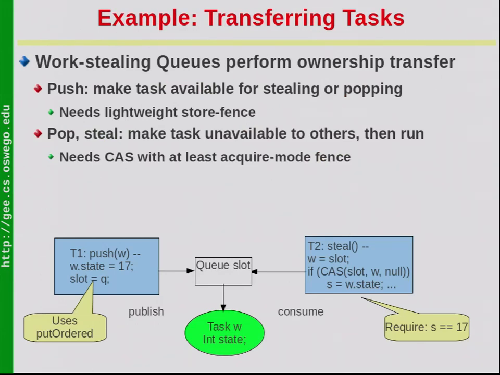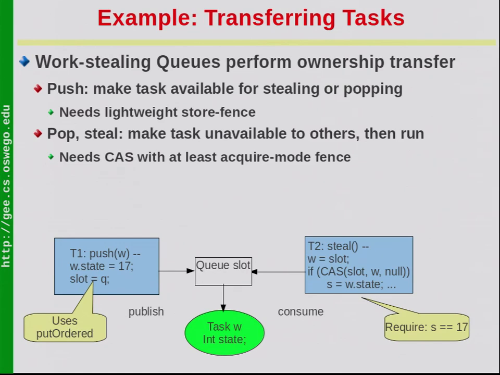I have to guarantee that, suppose this W is a task, and I need its state. Maybe its state is the lambda to run inside it, or maybe its state is the number it's calculating the square of. I have to make sure this write happens before this write, absolutely, on the producer side. The processor is not allowed to invert this order. If it does, I'm screwed. On the other side, I need to make sure that when I claim something, I claim it and I read it in the right order, period.